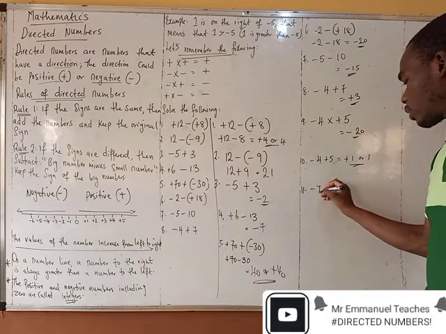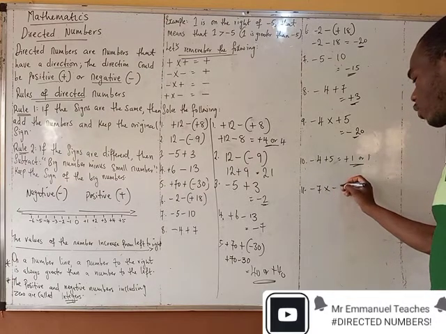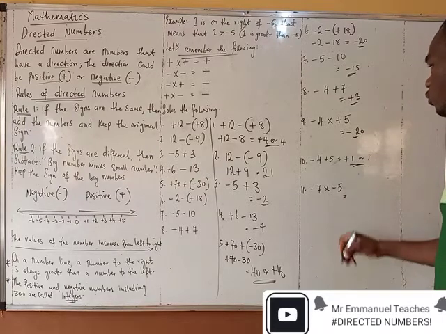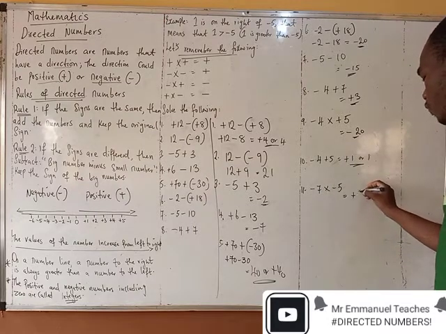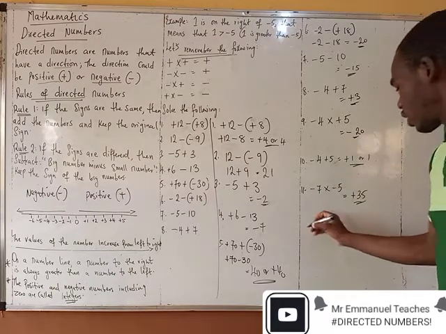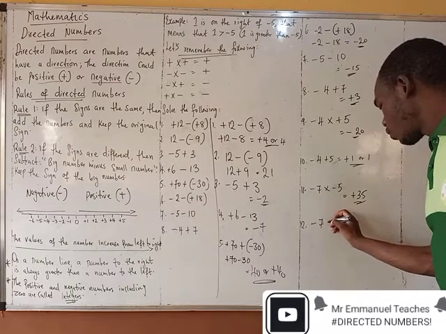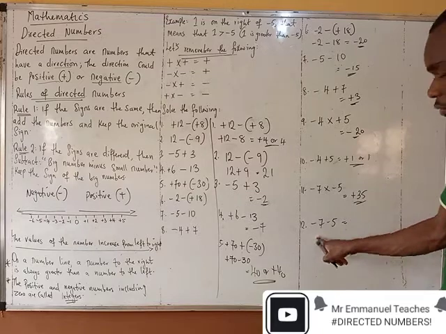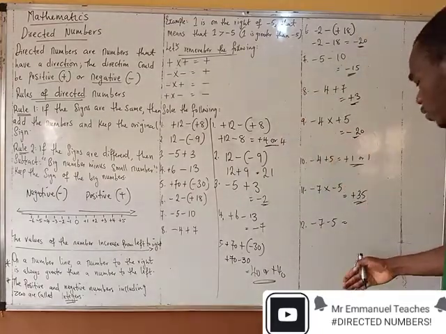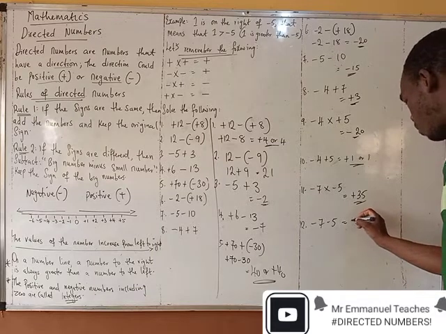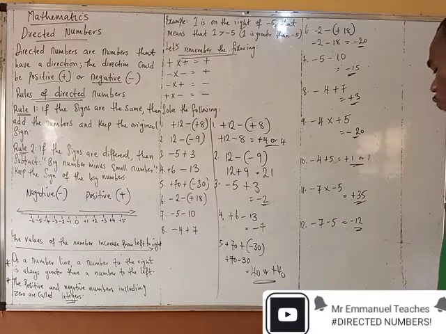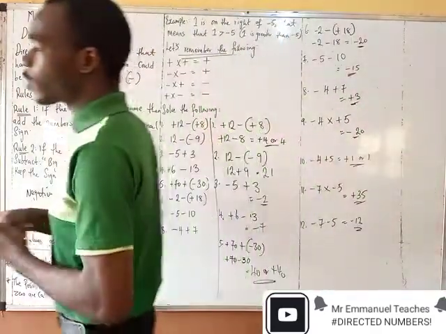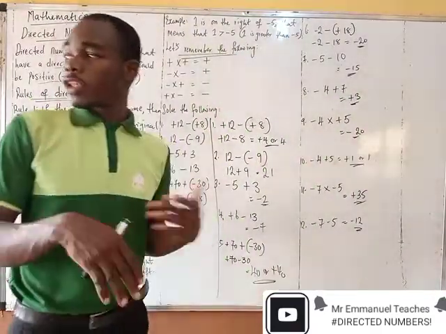If we have minus 7 times minus 5. Alright? Now, minus times minus is plus. 7 times 5 is 35. You see the difference? Now, number 12. Minus 7 minus 5. I'm owing somebody 7. I'm owing another person 5. When I add the total amount I am owing them, I'm going to be having what? Minus 12. See? Straightforward.